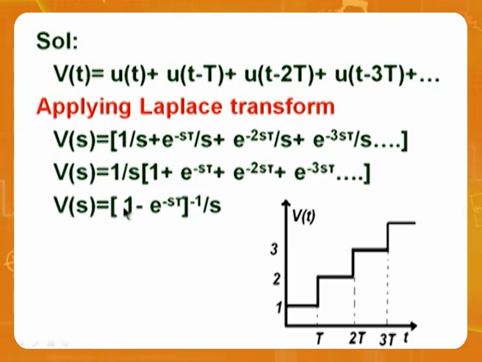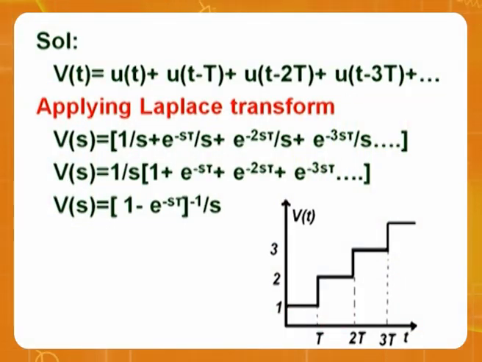So V of s is 1 by s into (1 minus e power minus sT) whole power minus 1. Please observe, for every periodic function, as I told you, take (1 minus e power minus sT) whole power minus 1. You can call it (1 minus e power minus sT) whole power minus 1 or 1 by (1 minus e power minus sT); they are all the same. So that is the Laplace transform of the infinite staircase, right?